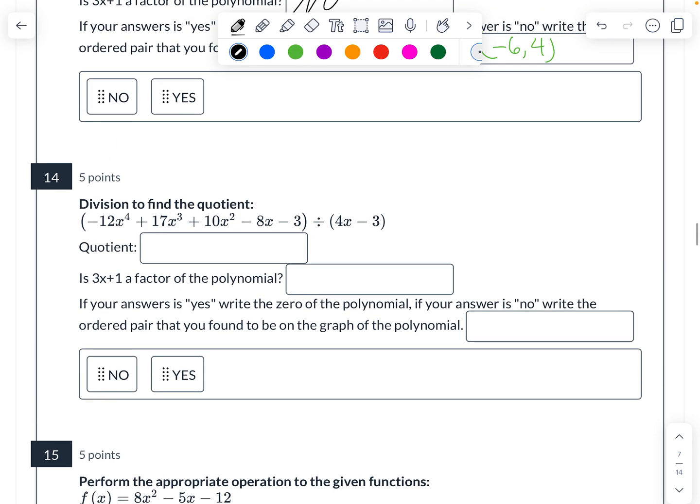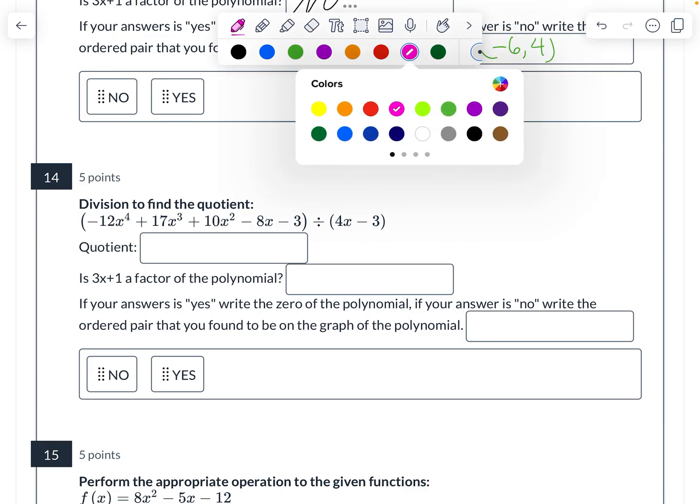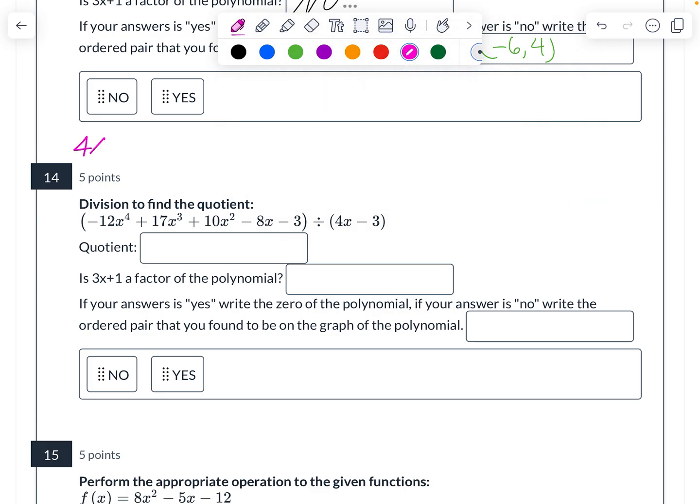Oh, this one is going to require long division. Before we get started on the long division, I would like to remind you that if this is 4x minus 3 equals 0, then 4x equals 3, then x equals 3/4. So either 3/4 is going to be part of my ordered pair, depending on if my answer is yes or no.